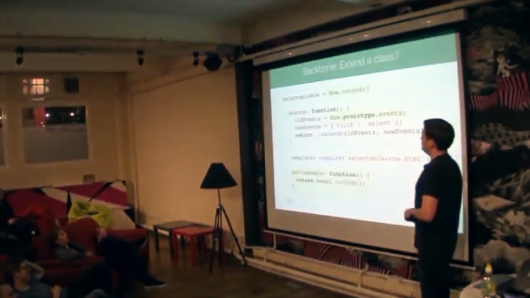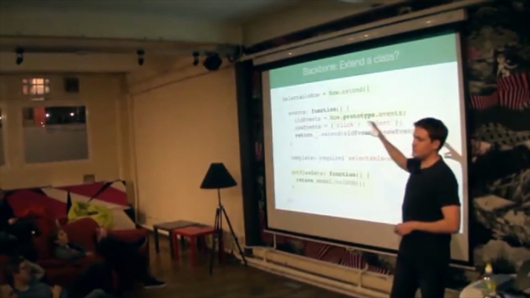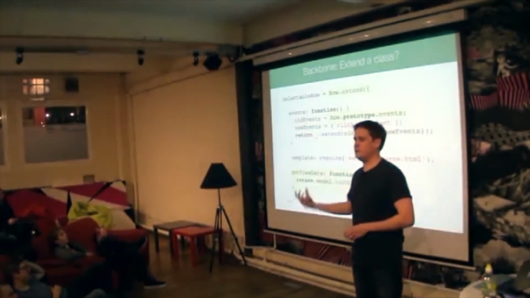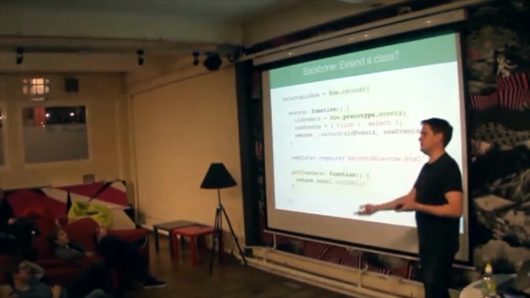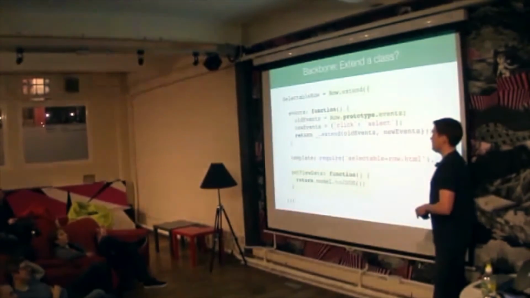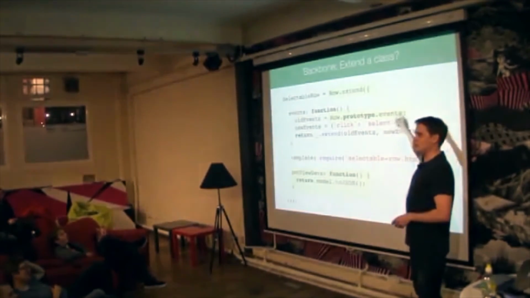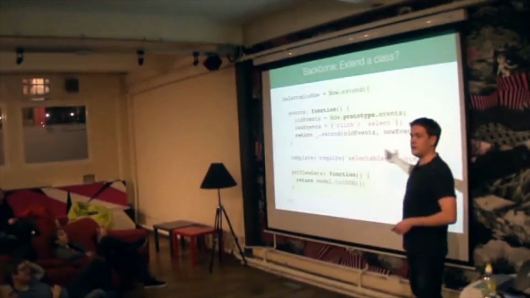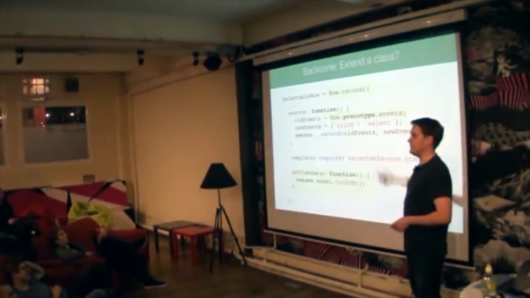In this example, the first bit I've highlighted here, we've got this row view. And we're extending that view. So we're taking a view, we're adding some additional functionality to it. I don't actually know what that row view is. I'm going to have to look at another piece of code to understand what that row is.